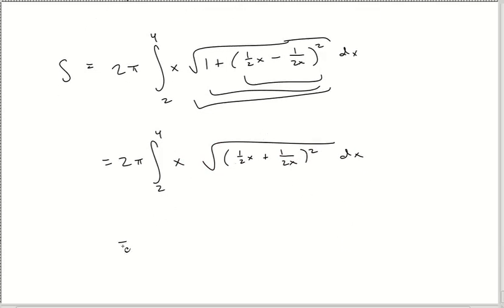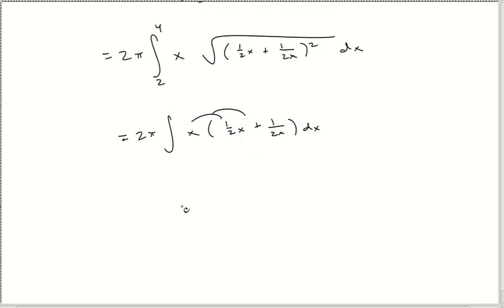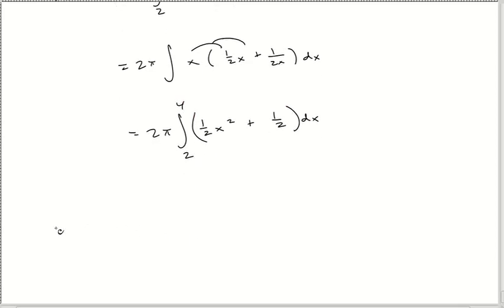And then the square and the square root cancel one another. And then you can distribute your x. And so we get 1/2 x squared, and then plus just 1/2. The x is actually just canceled there. And I'm going from 2 to 4.